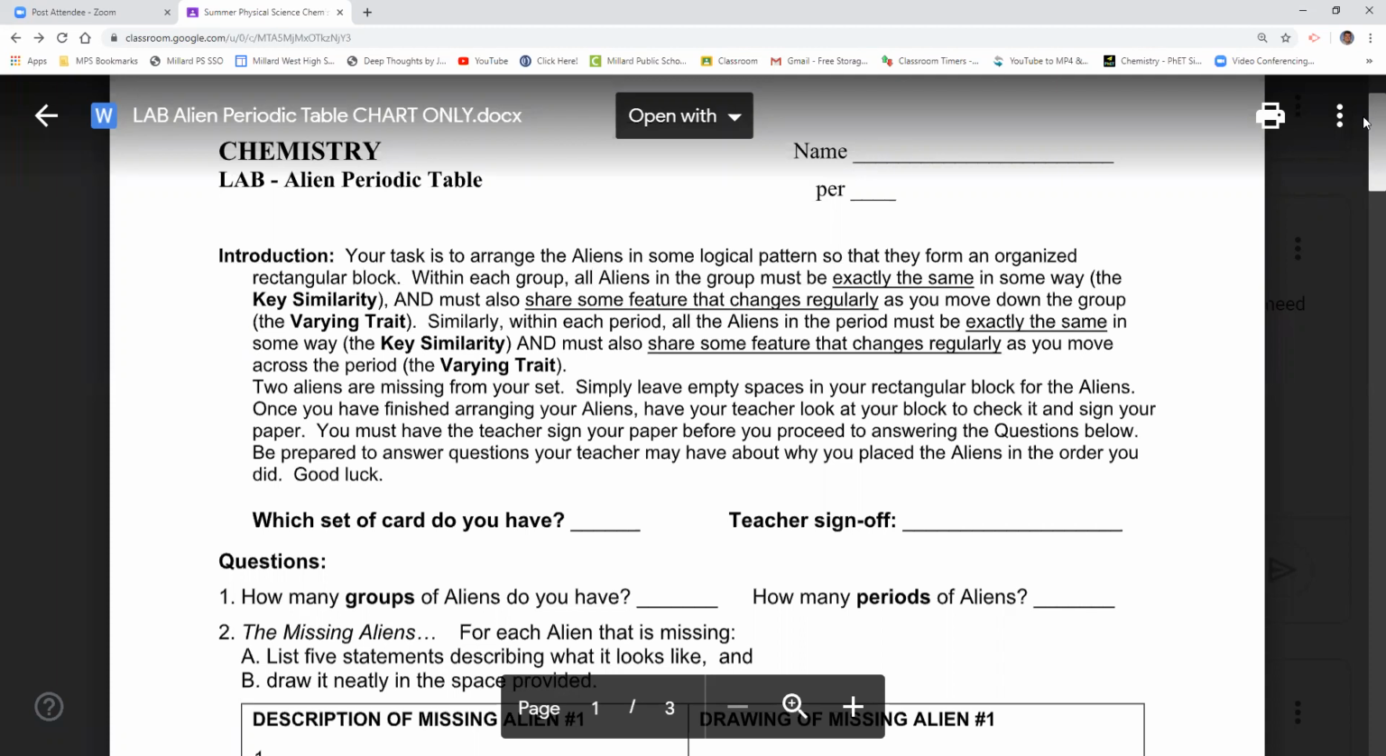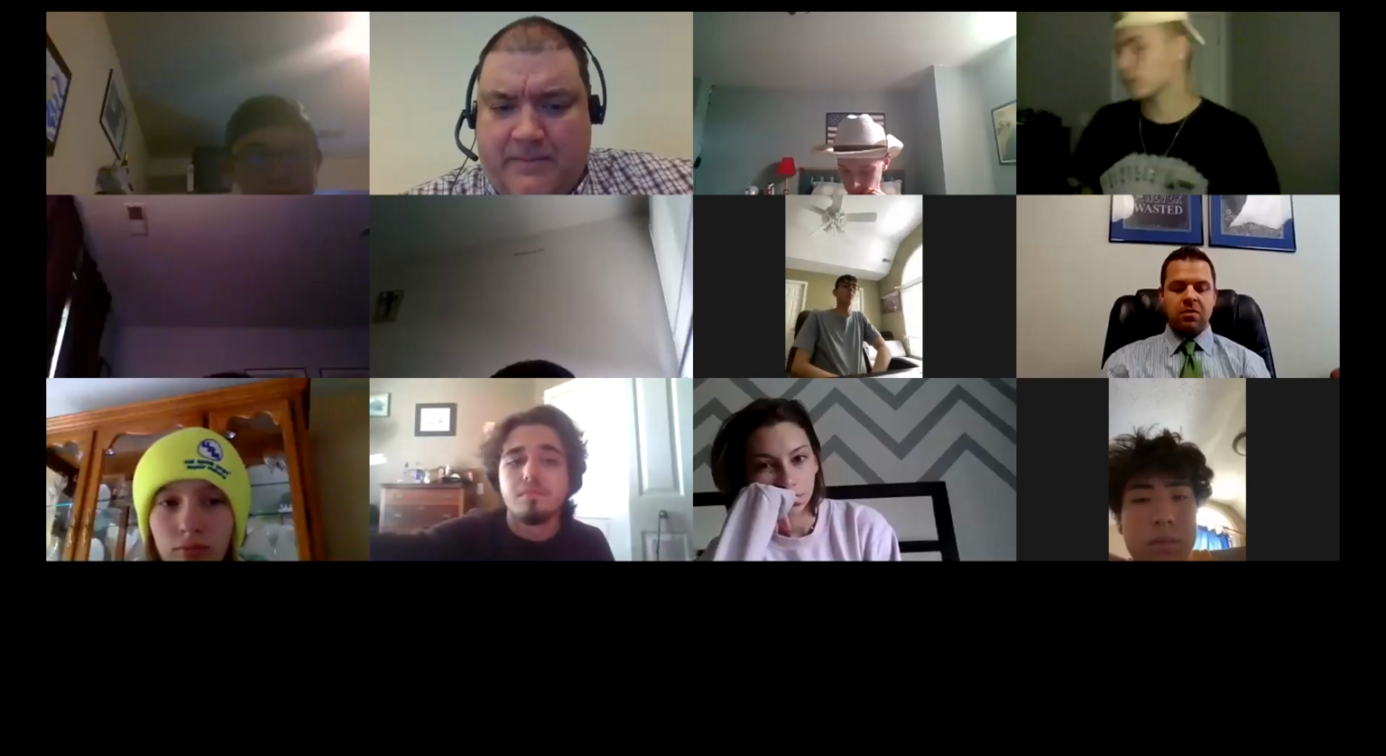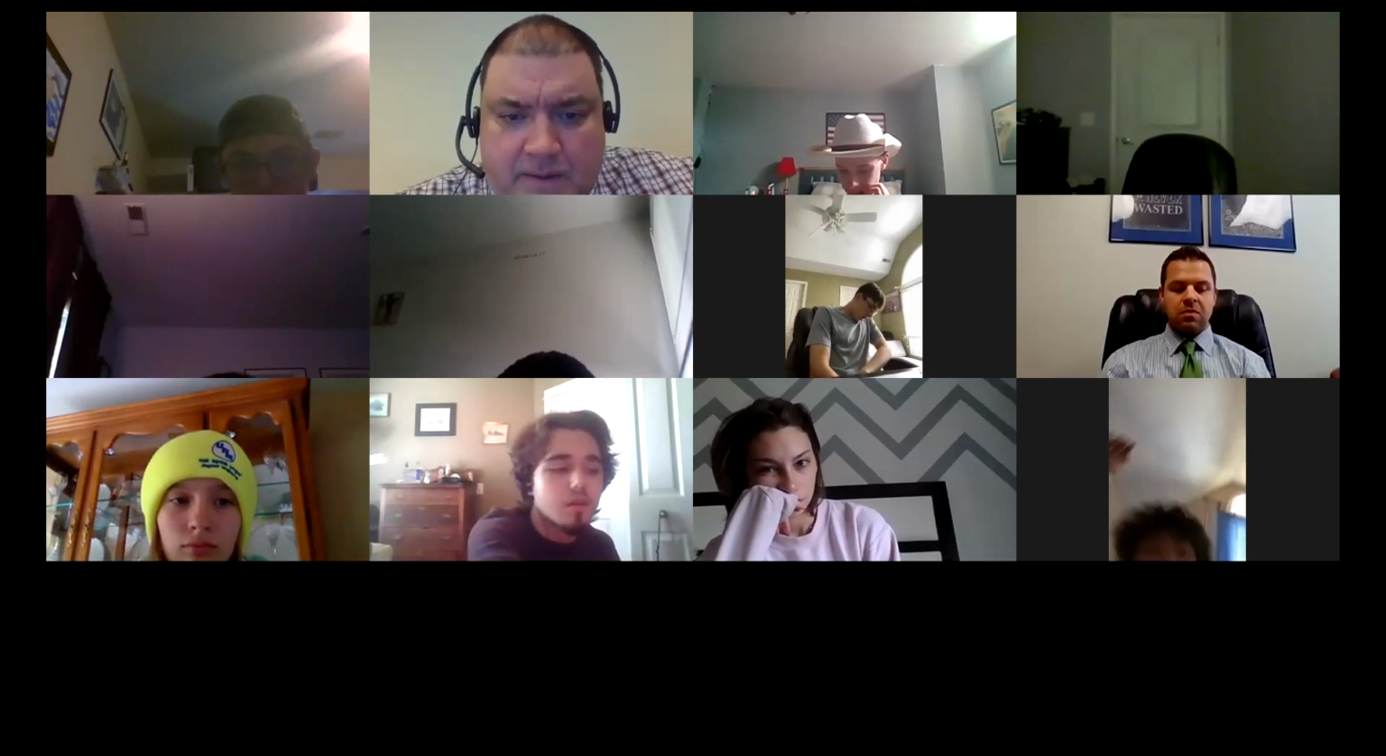When we actually do this for real, like I said, there's a set of 20 aliens. Well, 2 of them are going to be missing, and so you're only going to have 18. You're going to leave 2 blank spaces within the table, and then we'll be able to figure out which ones are missing, and what kind of properties they have. Now, I know this sounds kind of confusing, but I'm going to do an example with you, and it'll clarify this. I'm going to share a different screen here.